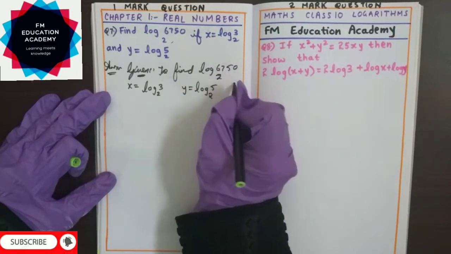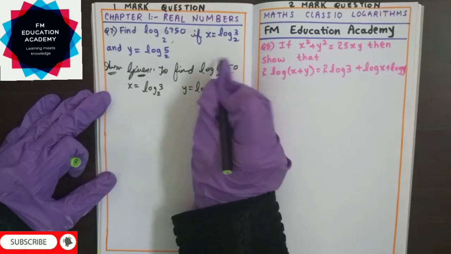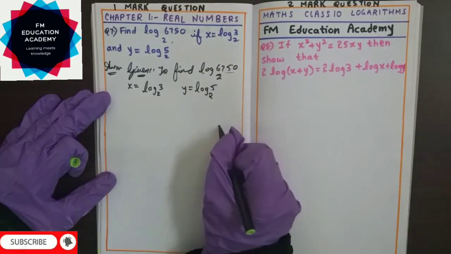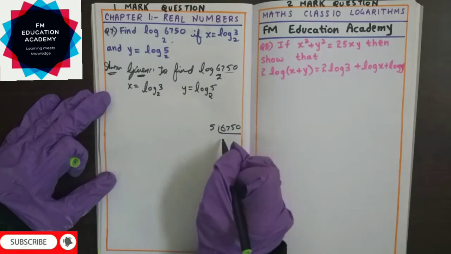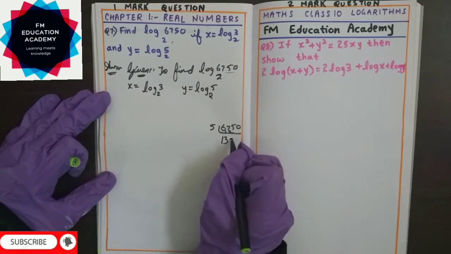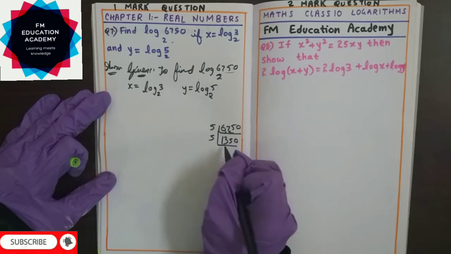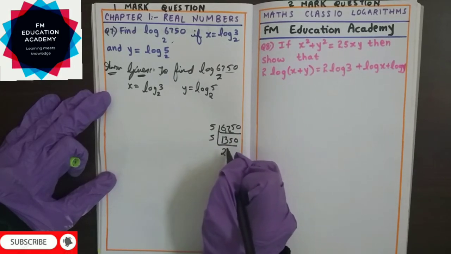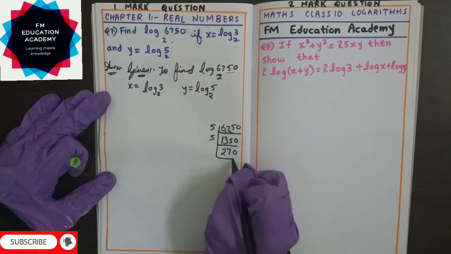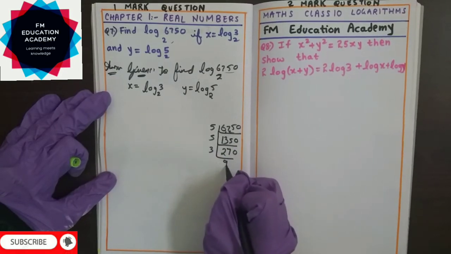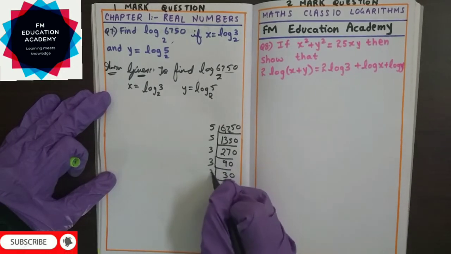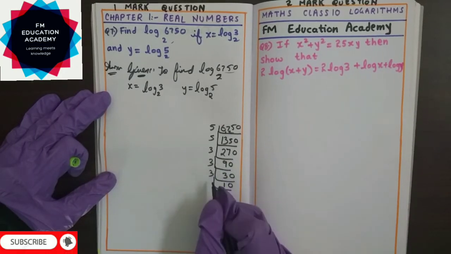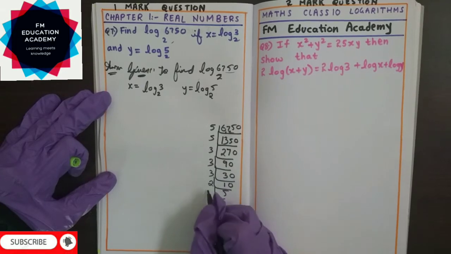Since we have to find this out, we can expand this 6750 by prime factorization. Since we have 0 here, we'll do it with the 5 table. 5 ones are 5, 6 minus 5 is 1, 7; 5 threes are 15, 2, 5; 5 fives are 25, 5 zeros are 0. Now again, 5 twos are 10, 3, 5; 5 sevens are 35, 5 zeros are 0. Now since there is 27, we'll try with 3. 3 nines are 27, 3 zeros are 0. 3 threes are 9, 3 zeros are 0. 3 ones are 3, 3 zeros are 0. Then 2 fives are 10, 5 ones are 5.